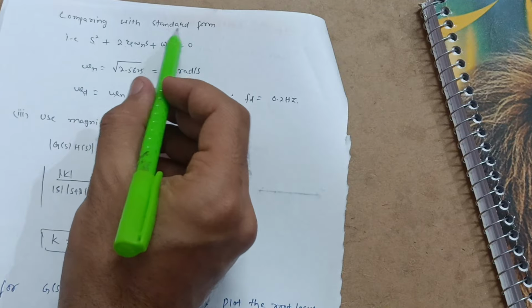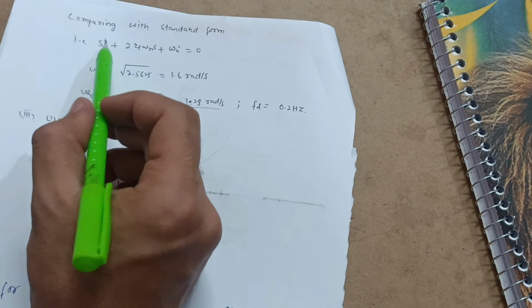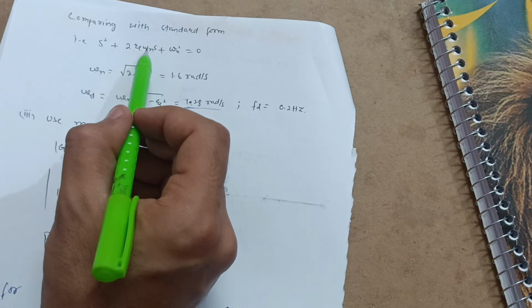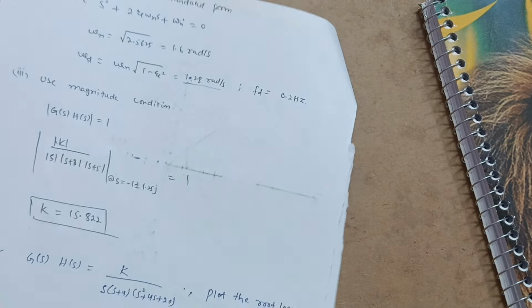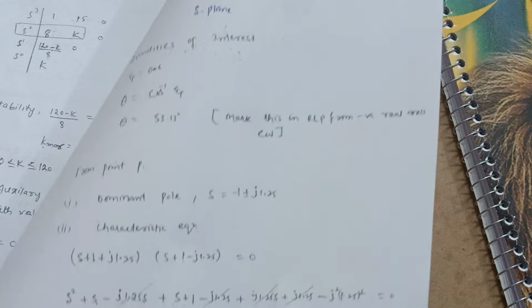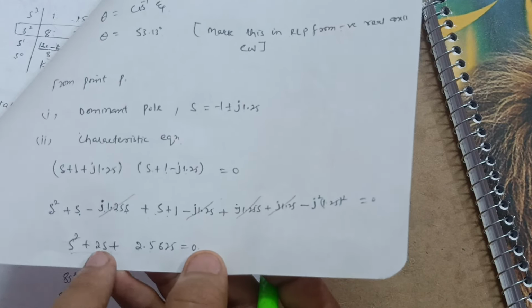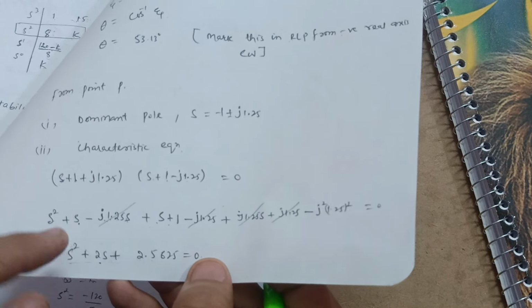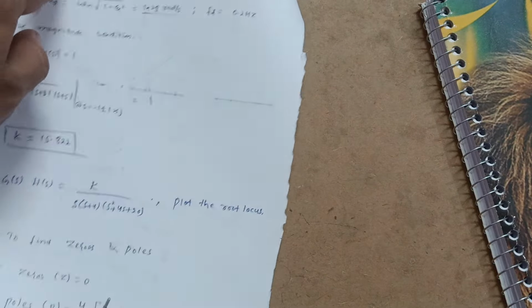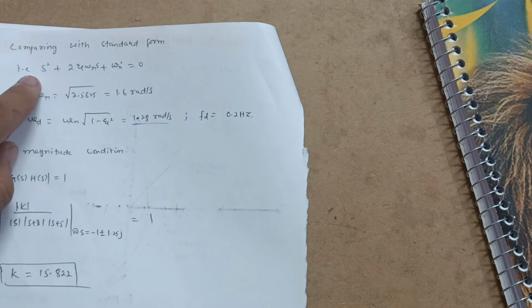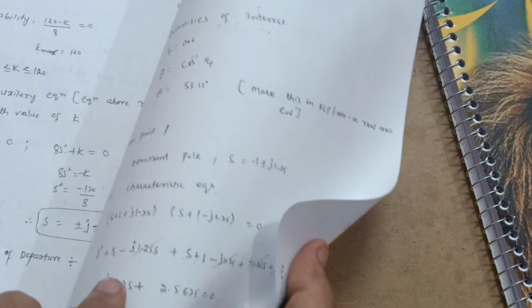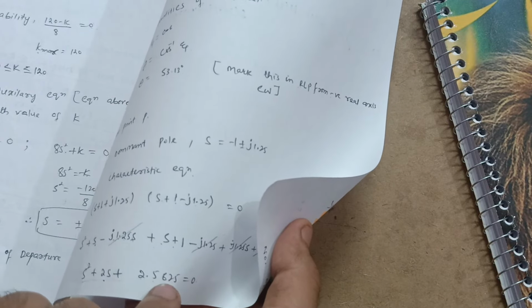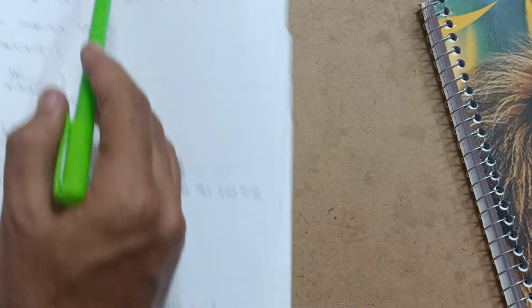Next you have to compare with the standard form. The standard form for the dominant pole is s square plus 2 zeta omega n s plus omega n square equal to 0. But we are getting here the equation s square plus 2s plus 2.5625, so compare the terms accordingly. s square is here, s square is also here in this equation. Now the second term 2 zeta omega n s will be equal to the second term of this, that is 2s. Another one, 2.5625, will be equal to this omega n square.